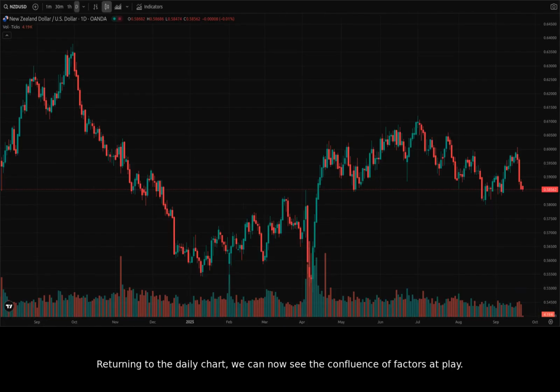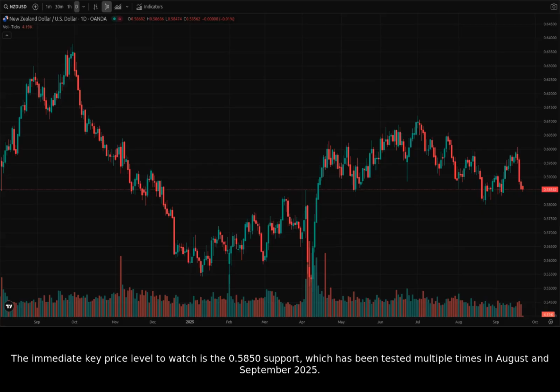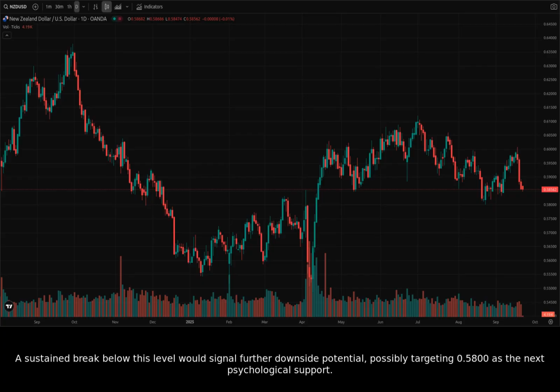Returning to the daily chart, we can now see the confluence of factors at play. The immediate key price level to watch is the 0.5850 support, which has been tested multiple times in August and September 2025. A sustained break below this level would signal further downside potential, possibly targeting 0.5800 as the next psychological support.